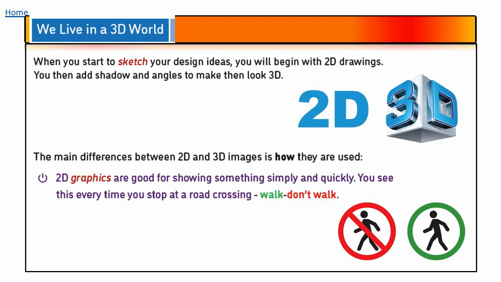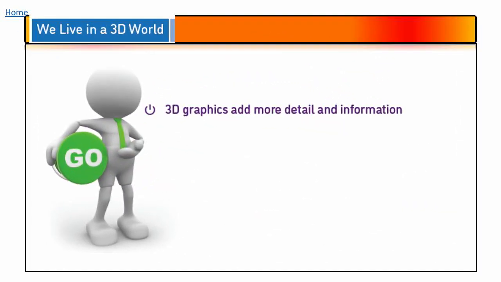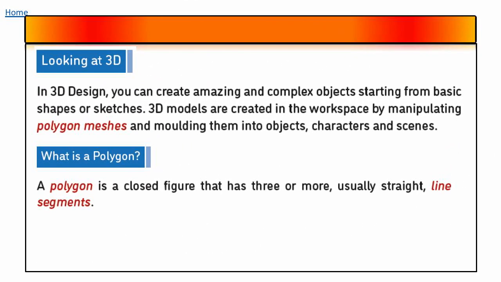Here we can tell you that the difference between 2D and 3D images is very simple. 2D graphics are good for showing something that's simple and quick to do, whereas 3D graphics are more detailed and have more information. When we look at 3D design, you can create amazing and complex objects, but you always have to start with the basics, starting with 2D, then moving on to 3D.